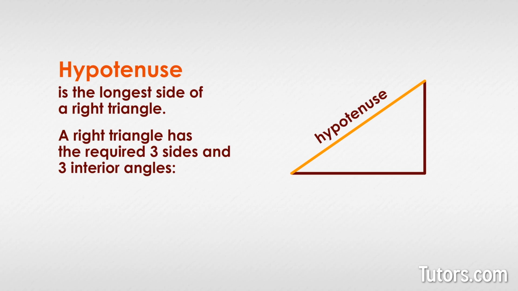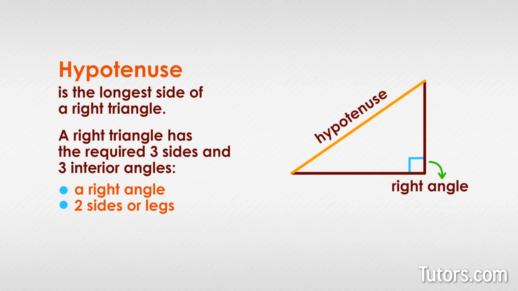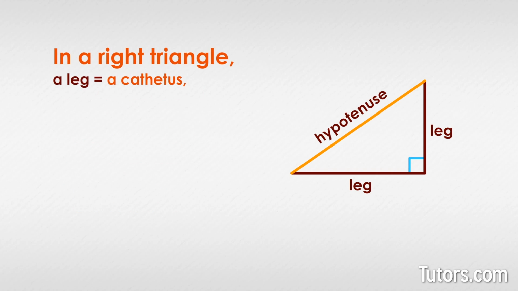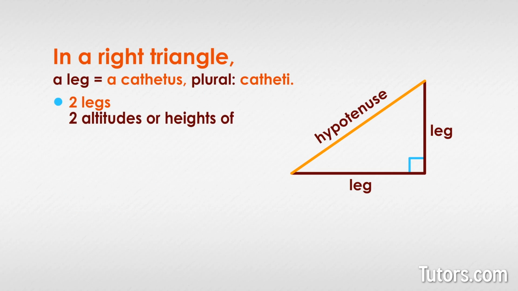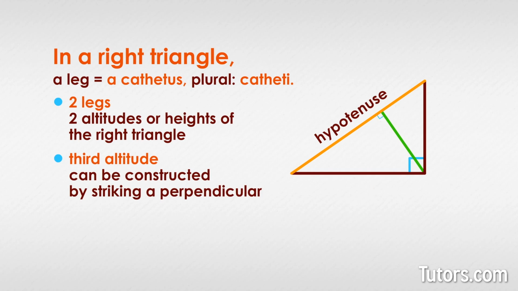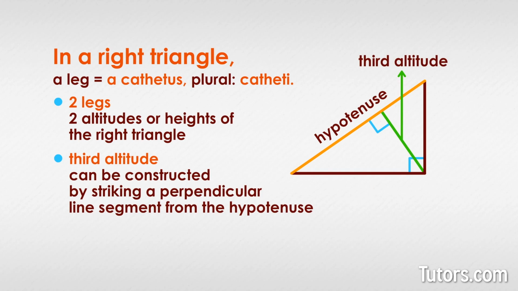One of its interior angles is a right angle, which is always the angle opposite the hypotenuse. The other 2 sides or legs meet to form the right angle. In a right triangle, a leg can also be called a cathetus, plural, catheti. The 2 legs are, by definition, 2 altitudes or heights of the right triangle. The third altitude can be constructed by striking a perpendicular line segment from the hypotenuse to the right angle.